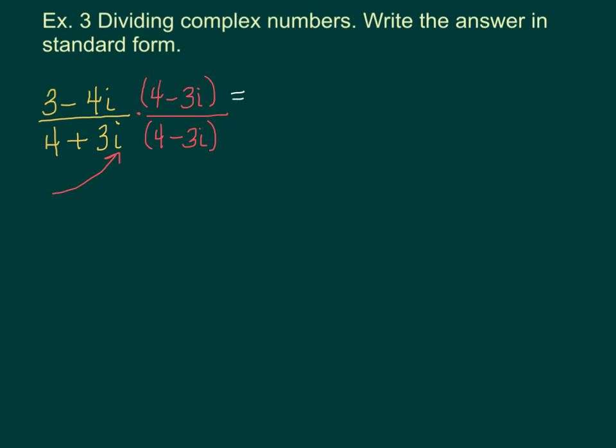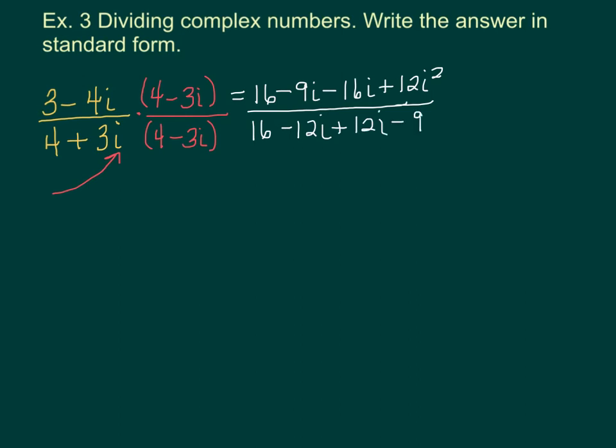Okay, so we're going to FOIL on the top. You're going to have first, outer, inner, and then last. On the bottom, you're going to FOIL. You're going to have first, outer, inner, and then last. And what should happen in the denominator, your two middle terms should cancel out. If they don't, that means you didn't multiply by the conjugate, or you did something wrong.